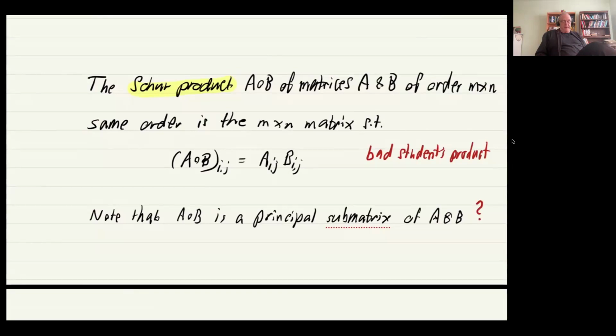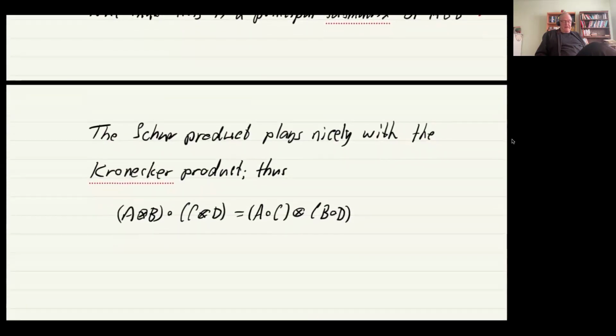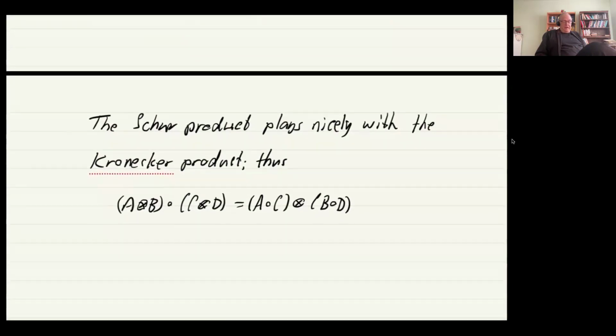The easiest way to do these things is to just write out the 2x2 case, and you'll convince yourself very quickly. And then no one's going to ask you to write out a proof in the more general case. It also interacts nicely with the Kronecker product, and we've got this identity here that the Schur product of A Kronecker B with C Kronecker D is the Schur product.